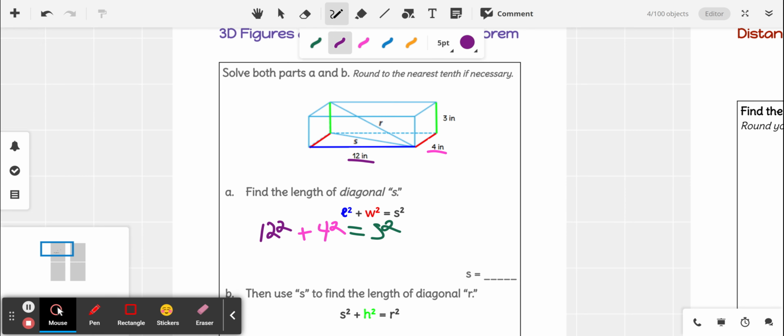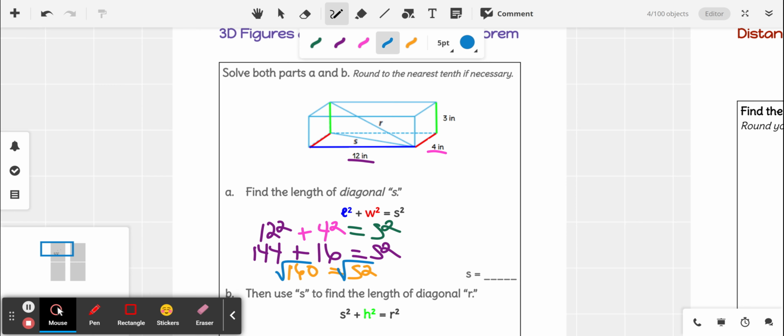Now, we have to solve for 12 squared plus 4 squared, and we know that 12 squared is equal to 144, and we will add that to 4 squared, which is 16. When we add this together, we get 160. And our final step is to square root both sides.